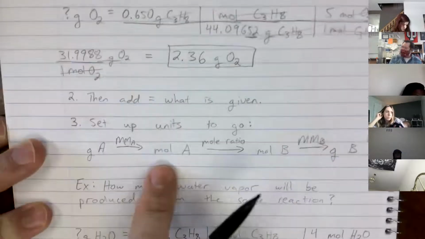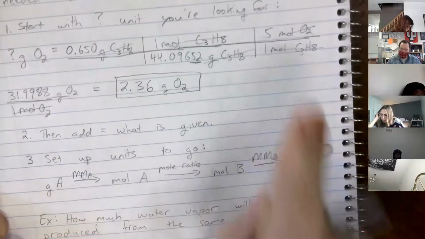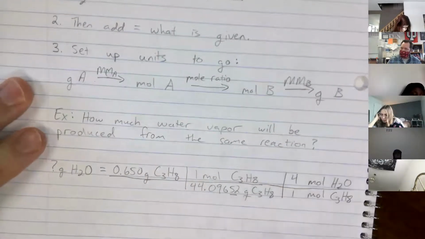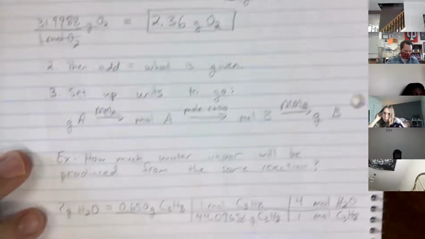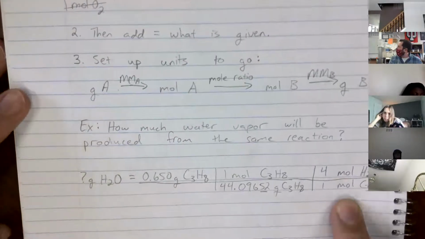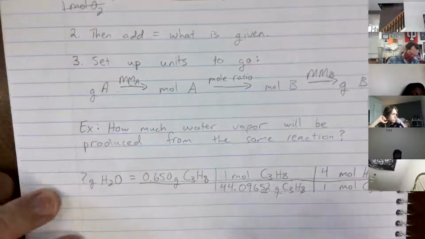Cool. Now we've gone from moles A to moles B. We used our balanced chemical equation to do that. It's a little bit different than up here, but that's because our balanced chemical equation is 1 to 4, not 1 to 5 like it was up here. So use your balanced chemical equation. Last step, we need to go from moles of B to mass of B.